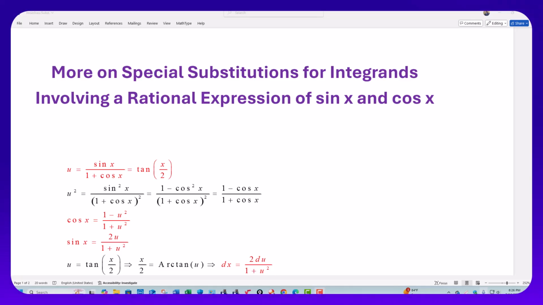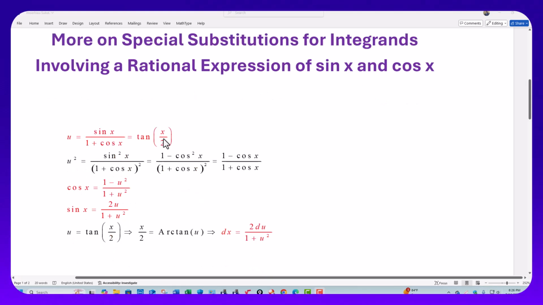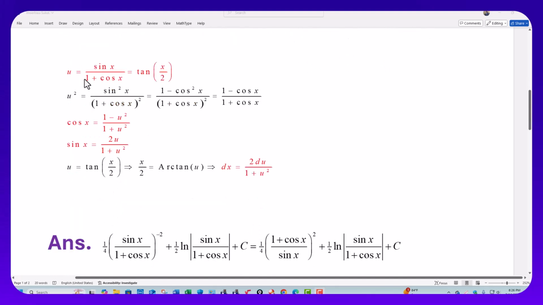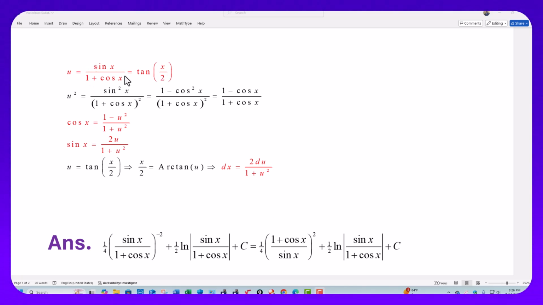This will be a follow-up video on the last video we had on special substitutions for integrands involving a rational expression of sine and cosine. So in the last video, I went through the substitutions: u equals sine of x over 1 plus cosine of x, and that's equal to tangent of x over 2. So the u in this particular case is going to be sine x over 1 plus cosine of x. Now this is a trig identity for the tangent of x over 2.